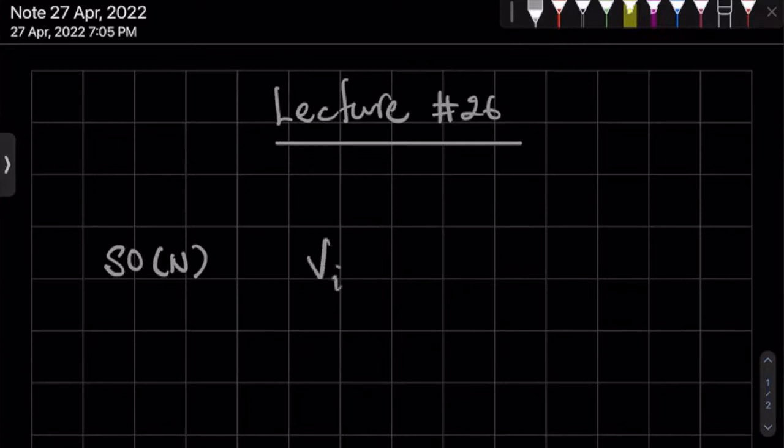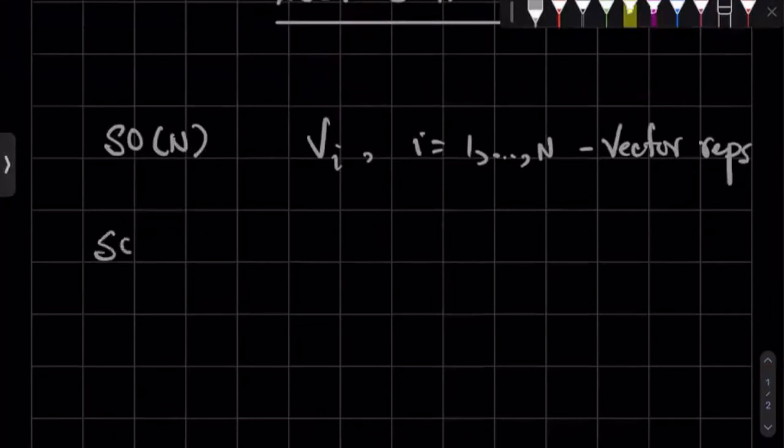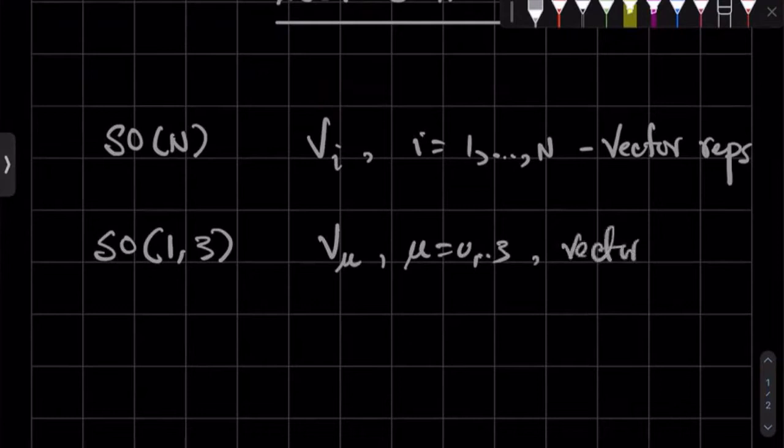So the vector representations were n-dimensional. And we saw how to build up bigger representations from vector representations. We also saw SO(1,3) representations, and there, mu went from 1 to 3. And there were also vector representations.